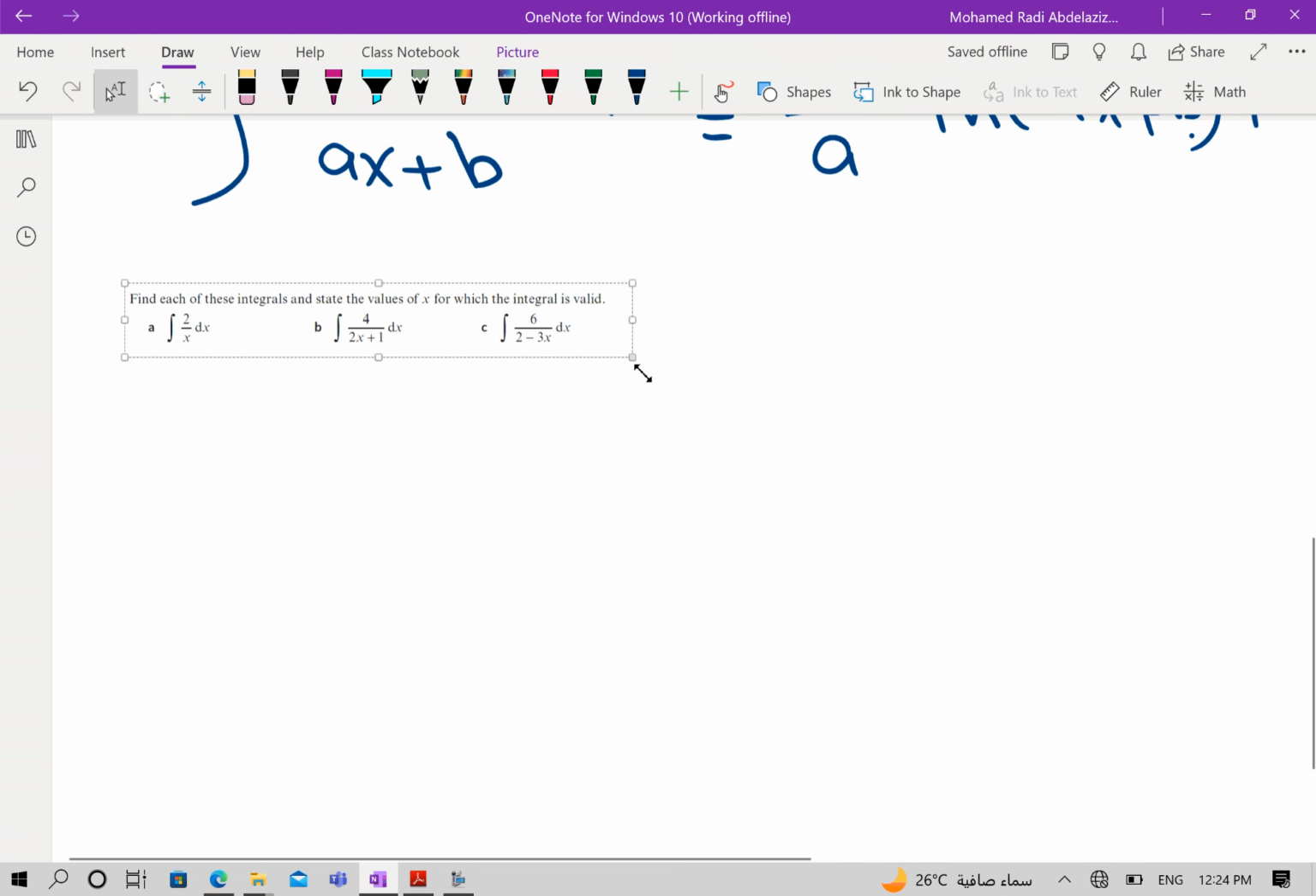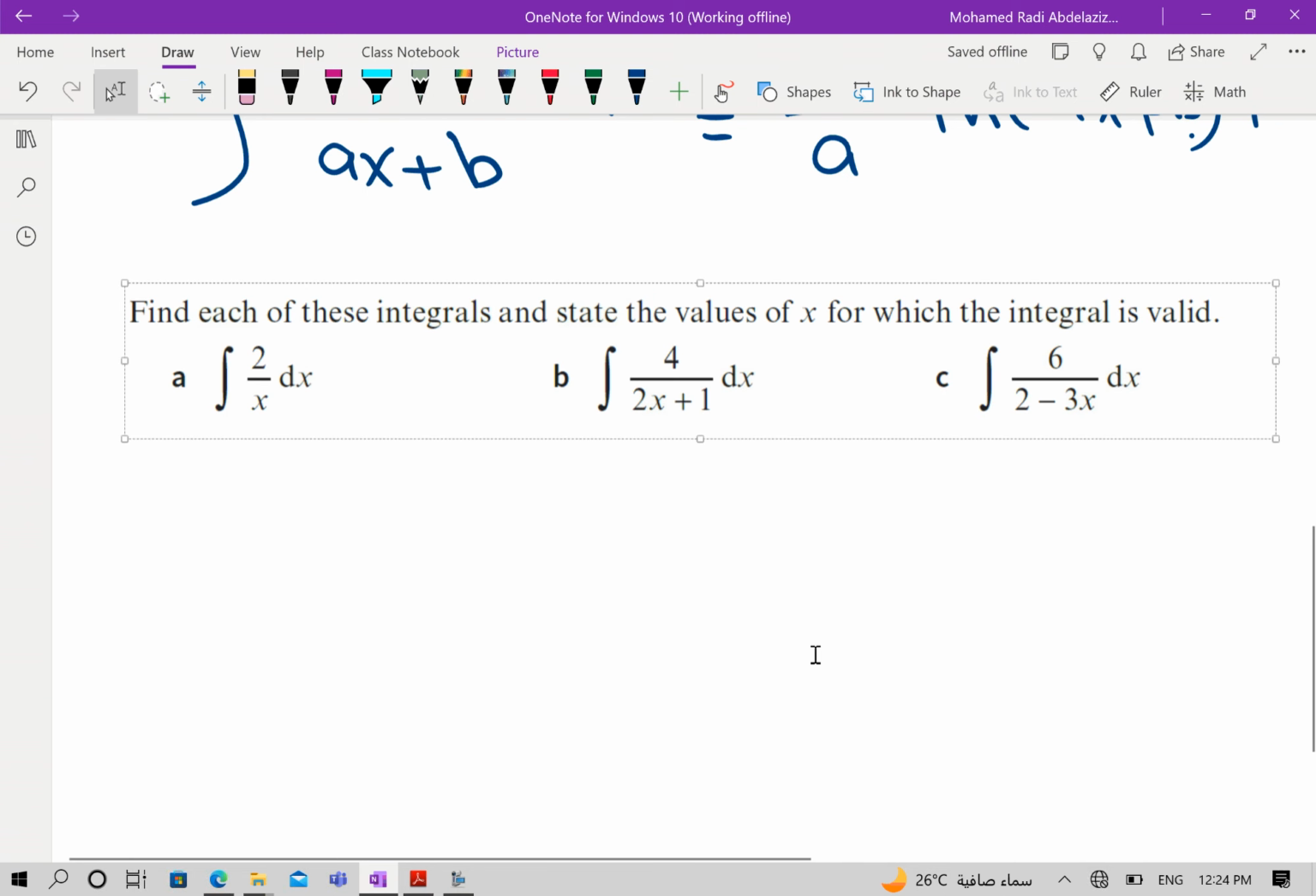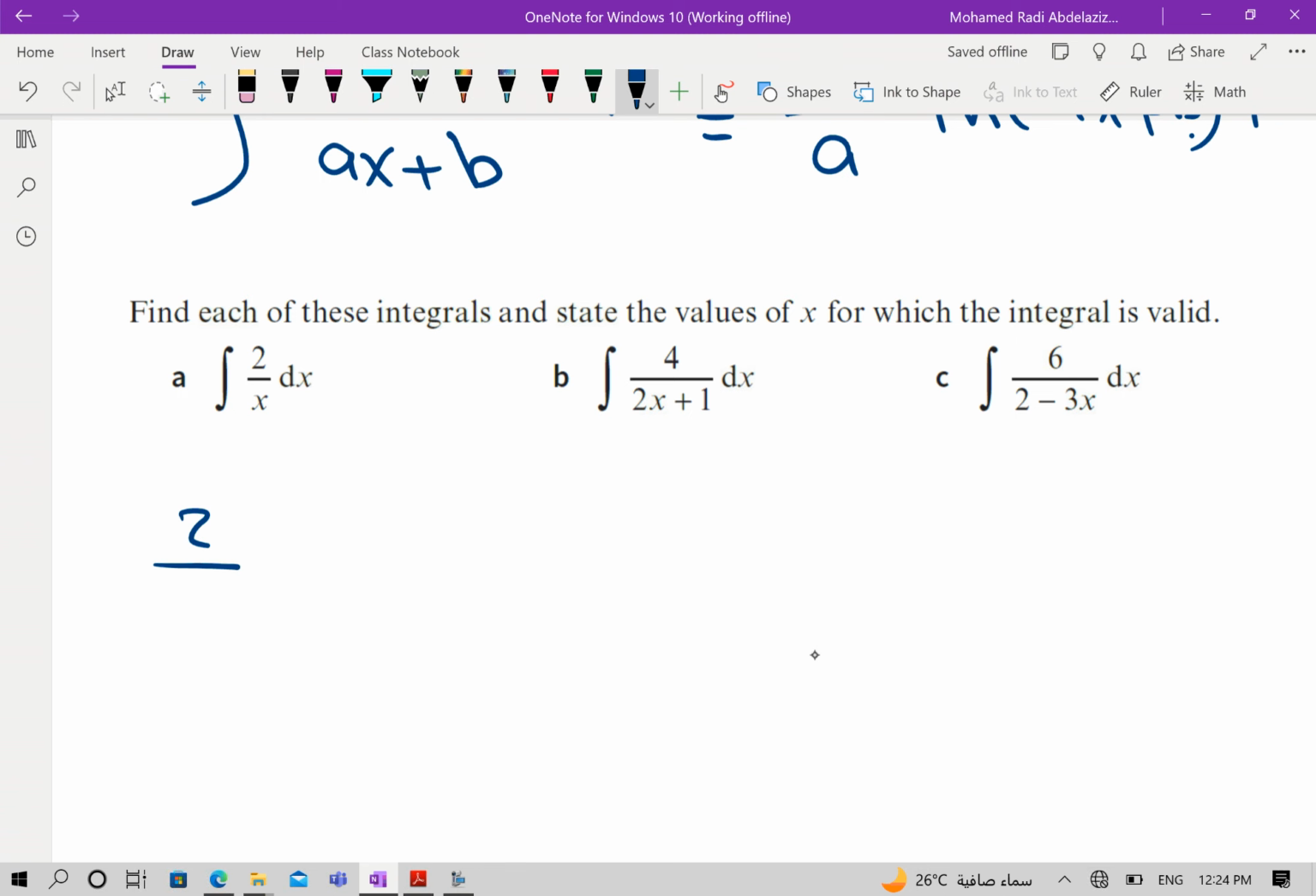Look at part A. Integrate 1 over a linear expression, but maybe it's not 1, it's 2. Keep 2 divided by the coefficient of x, which is 1, then ln of what? ln of x, again plus c, correct. Part B.